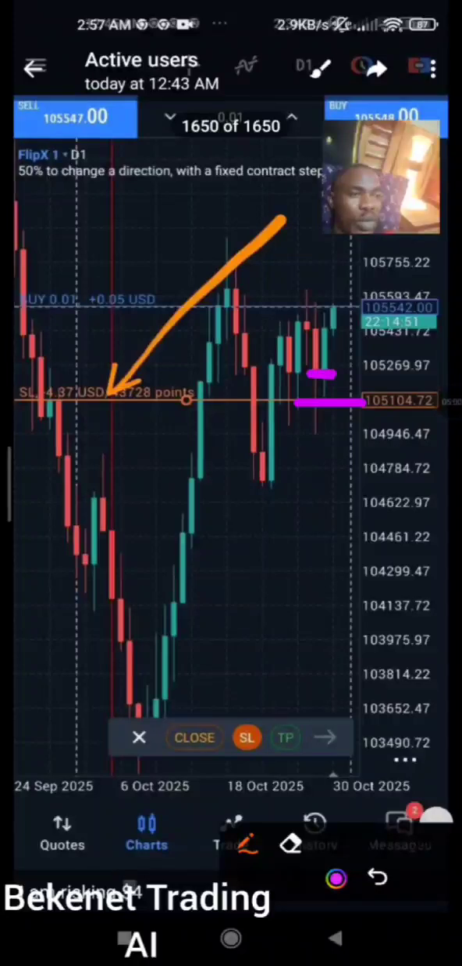If you go and put petrol inside, it's not going to work. It's the same thing with Bekenet Trading Software. We have been using this thing for more than 3 years. So these are the rules you need to follow.